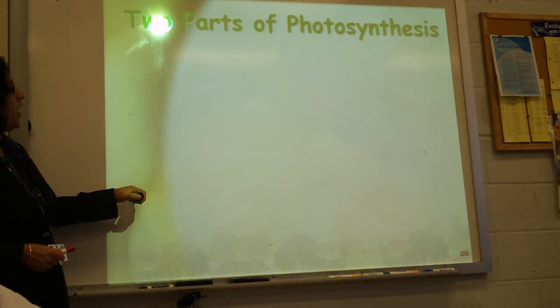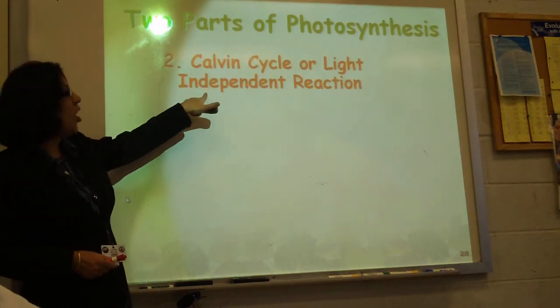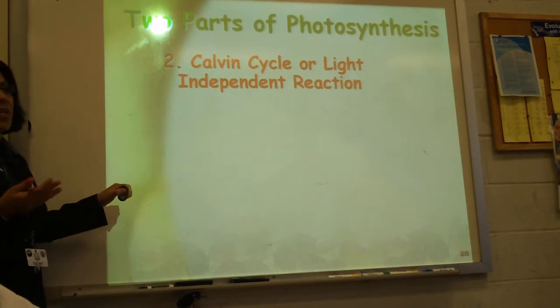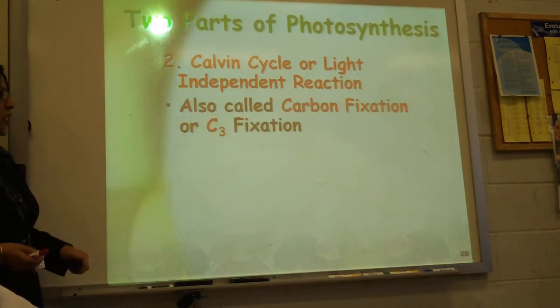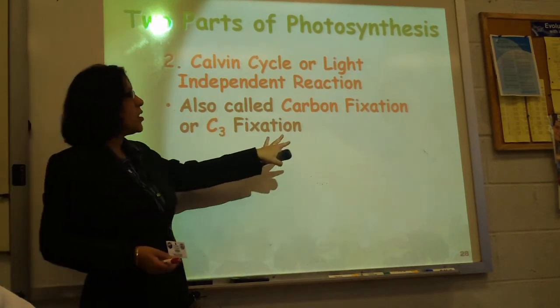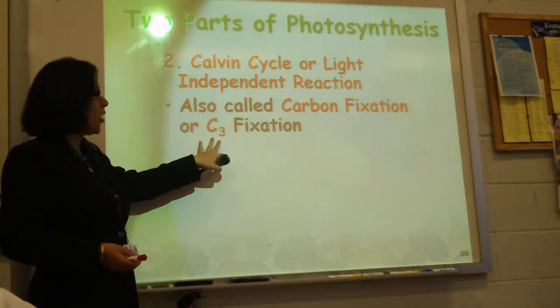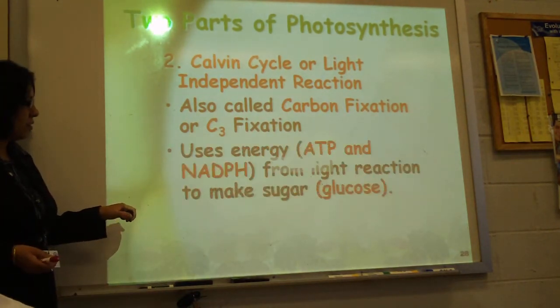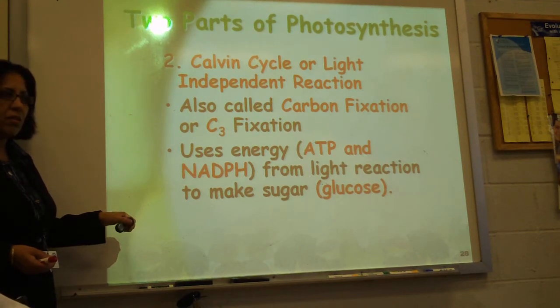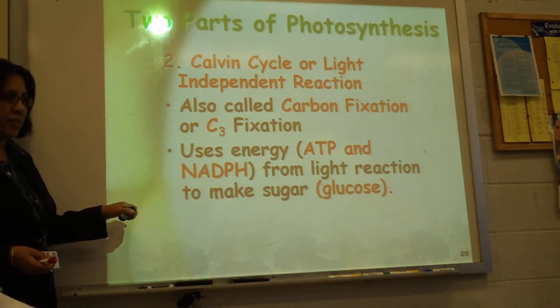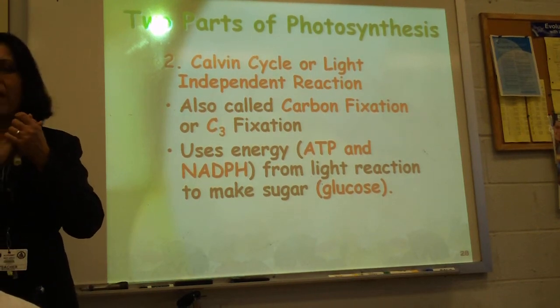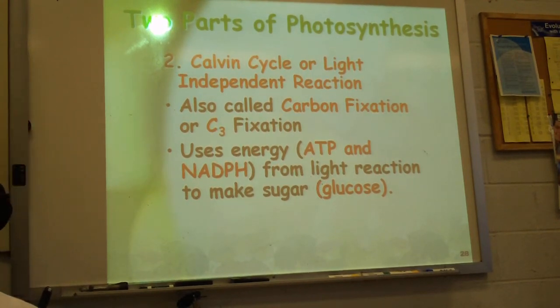So this is the first part of photosynthesis. The second part is called the Calvin cycle or light independent reaction, since it does not need light, so sometimes people refer to it as the dark reaction as well. It is also called carbon fixation or C3 fixation. Why is it called C3? Three carbon, yes. The first product produced in the Calvin cycle is a 3 carbon compound.